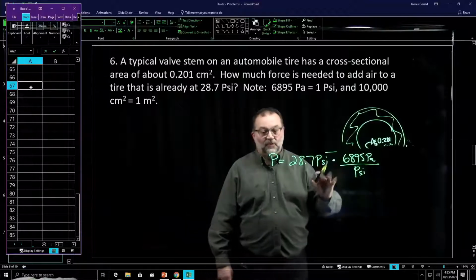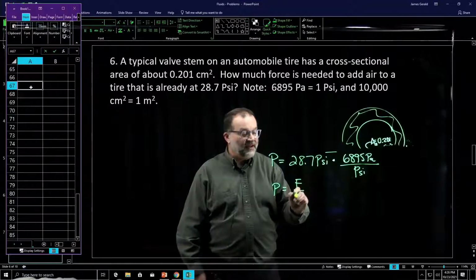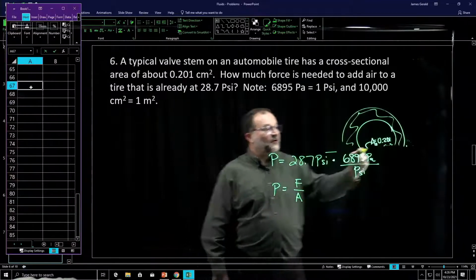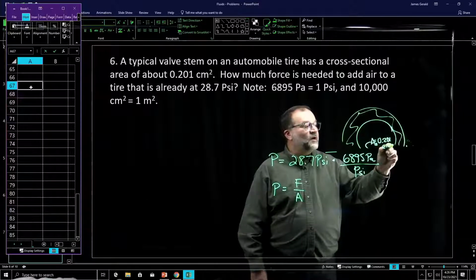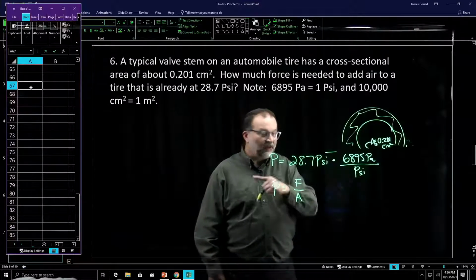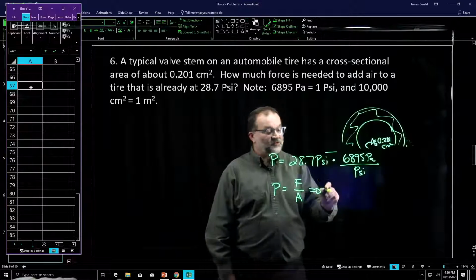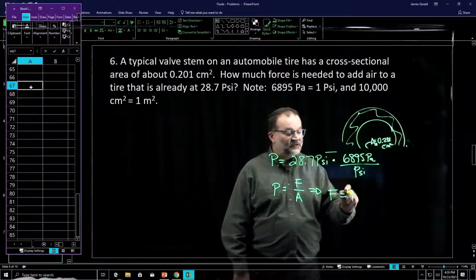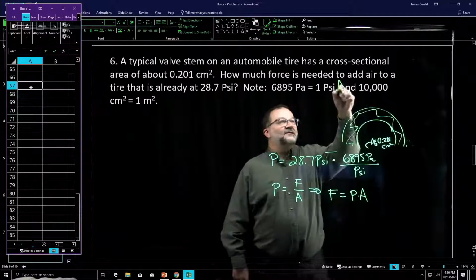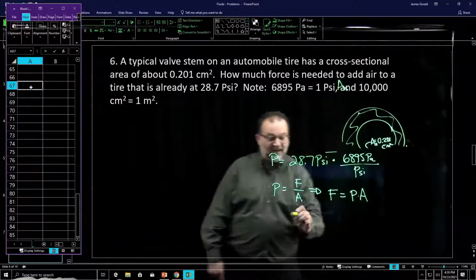Now, how much force? Well, pressure is force over area. And so we have our area here in centimeters squared. We've gotten to pascals. We'll calculate that in a minute. And we've got to get to force. So force is just going to be pressure times area. And we've got to convert this area, A_S.